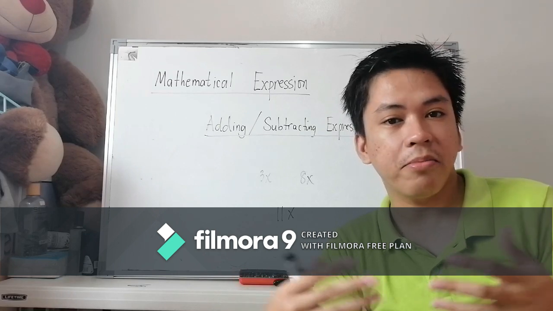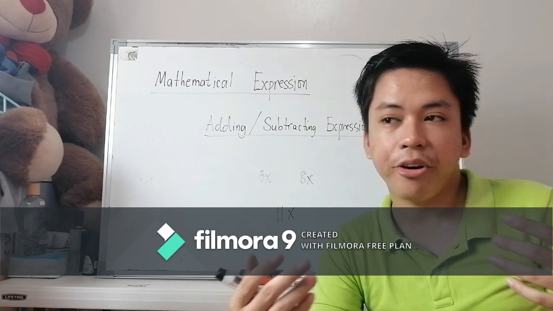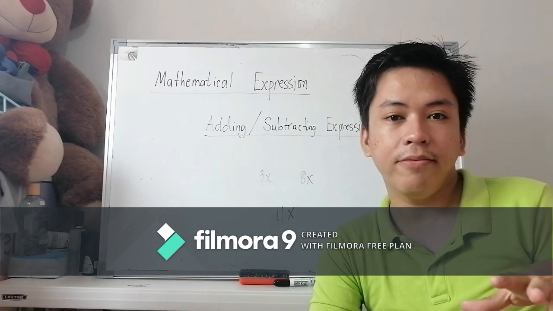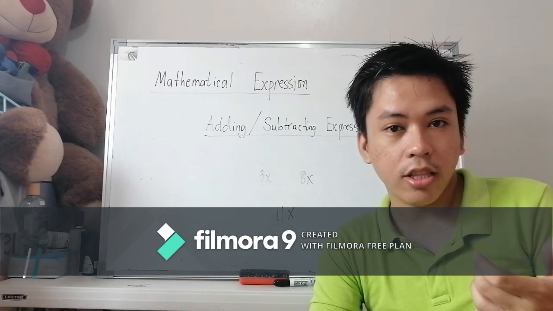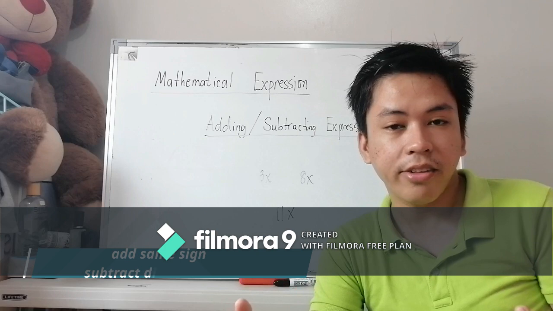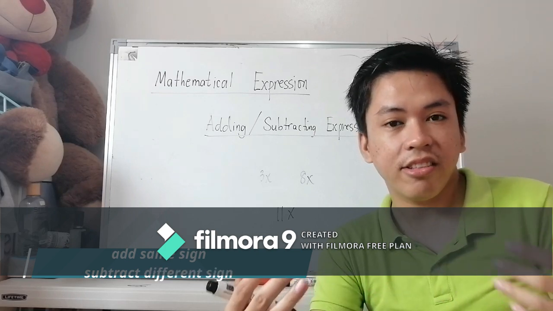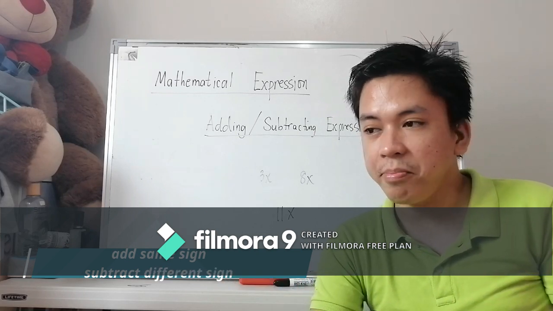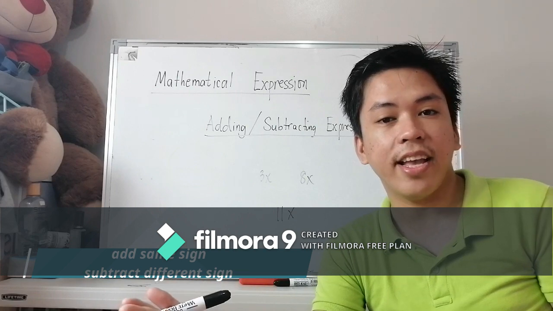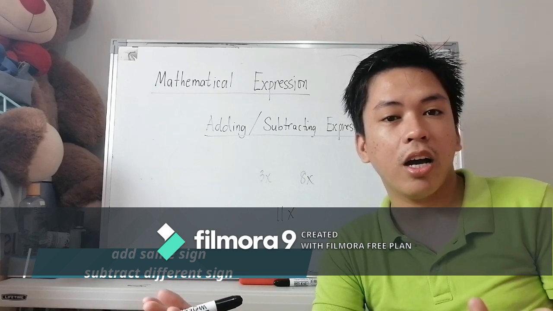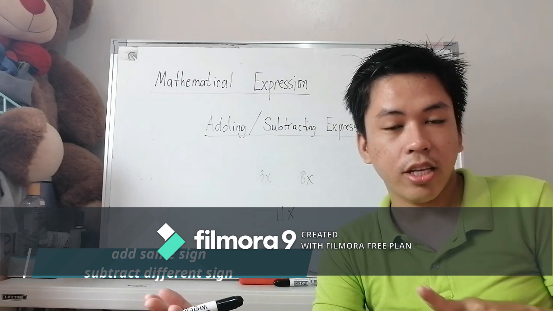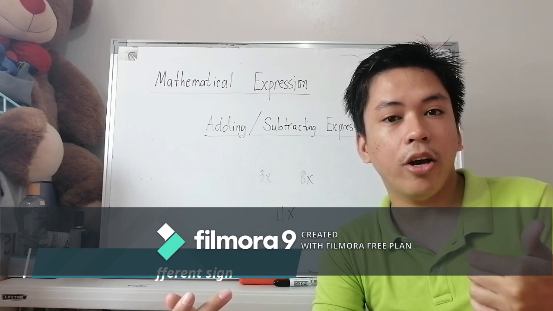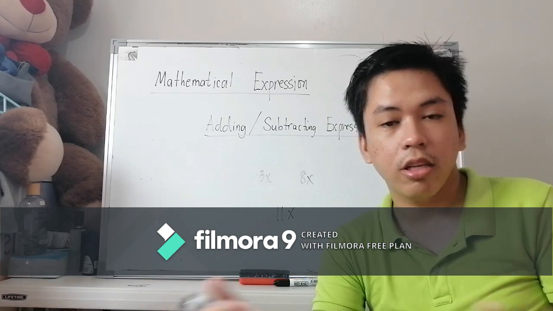If they have the same sign, either positive or negative, you just have to add the coefficients and copy the common sign. If they have different signs, let's say one is positive, the other one is negative, so you have to subtract the coefficients and copy the sign of the larger coefficient.